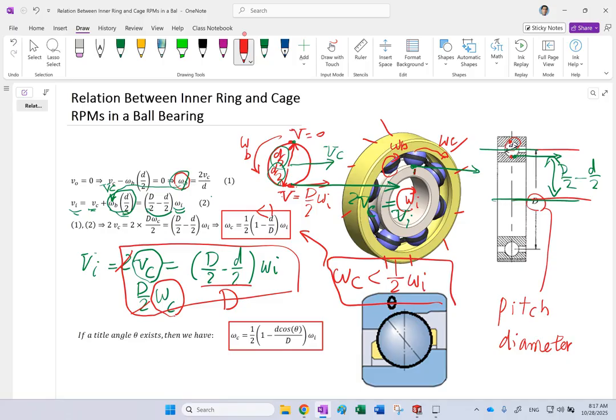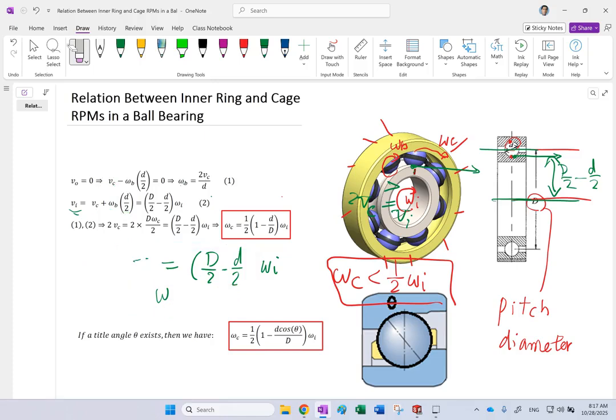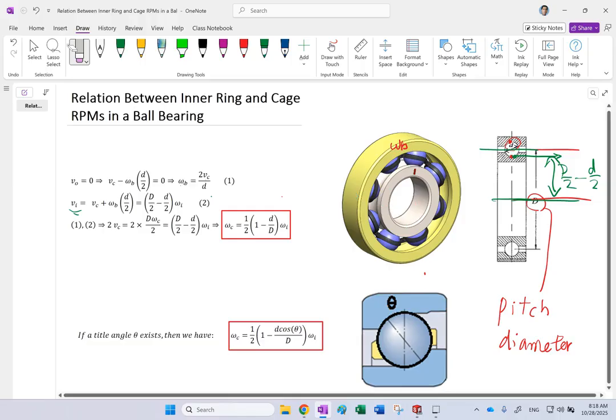Okay, so if the inner ring is spinning 10 rpm, the cage is not even gonna spin 5 rpm. It's gonna go less than 5 rpm. And that's what you saw in that simulation, that the cage was not spinning as fast as the inner ring. It should not. But if you force them by making two planes coincident, that is kinematically wrong. Okay, so this is it.